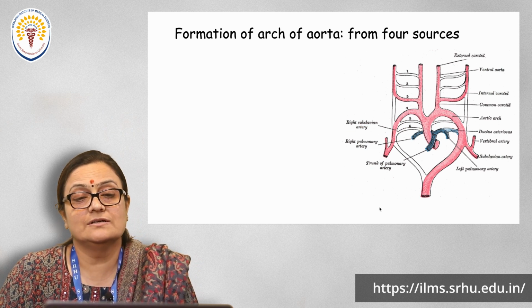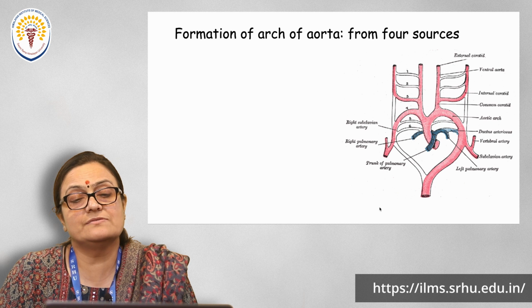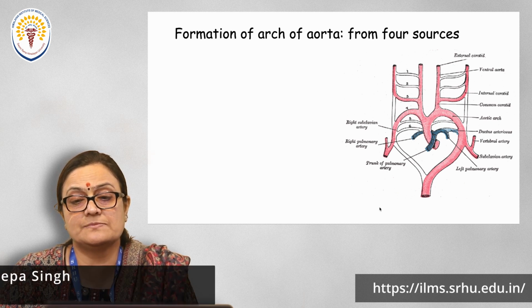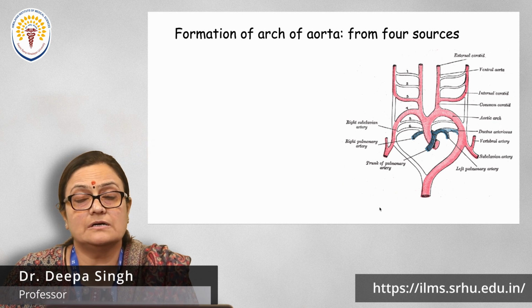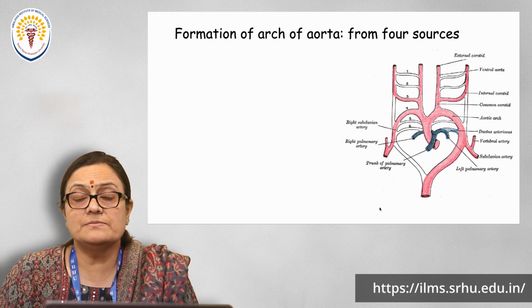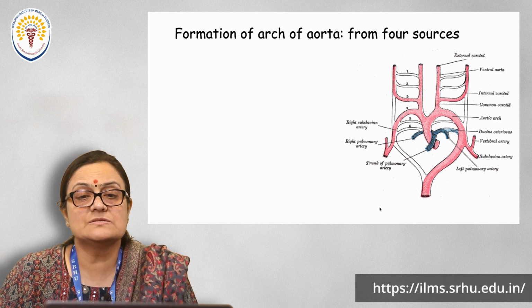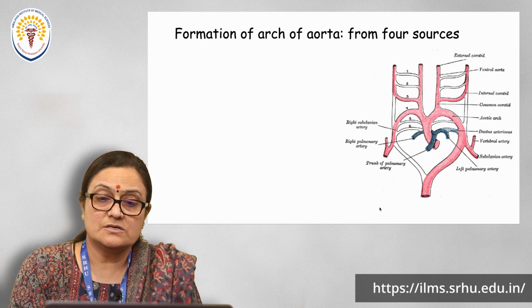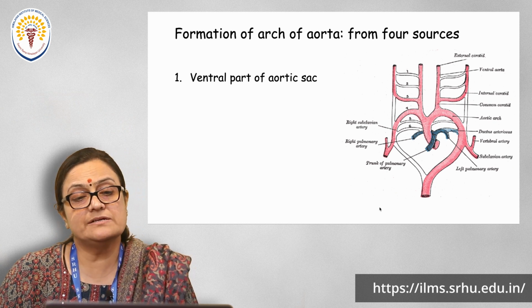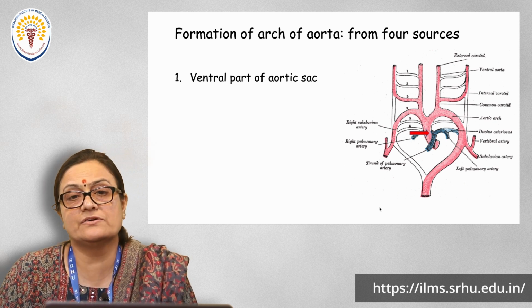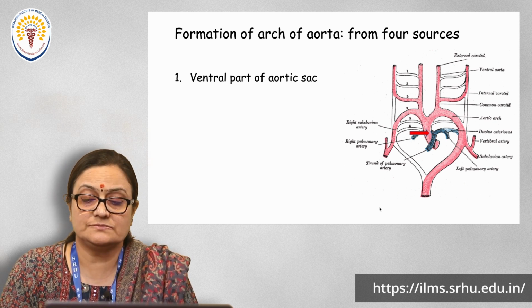Now, we will focus on the arch of aorta, because this is a very important blood vessel in our body which is taking care of the major blood supply. Let us talk about the arch of aorta. How is it formed? Remember, the arch of aorta is a very big blood vessel and does not form from any single source. It will form from a number of sources, specifically 4 sources. So, let us see one by one. As we said, the ventral part of the aortic sac is the first source.